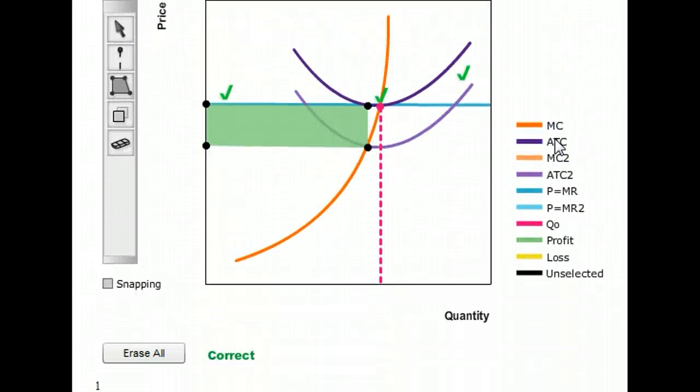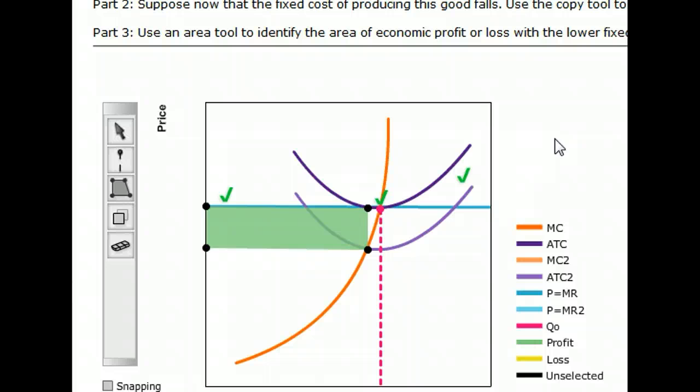The reason I say that this is the more disturbing situation is that Econ Portal gave you credit when it shouldn't have. So let's see what the situation is here. Originally, you had this darker average total cost curve, right? And these were the costs of the firm, and we have the marginal cost curve in orange, and then you were given the original demand curve or marginal revenue curve for this firm.